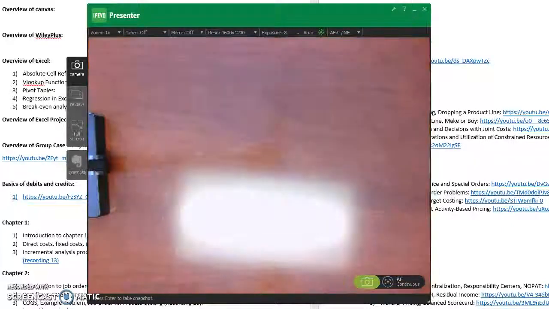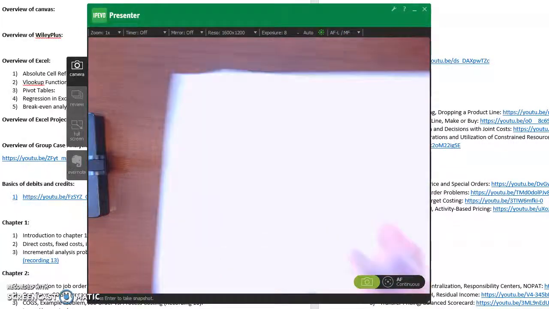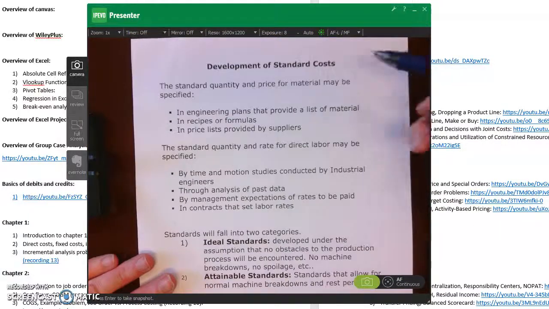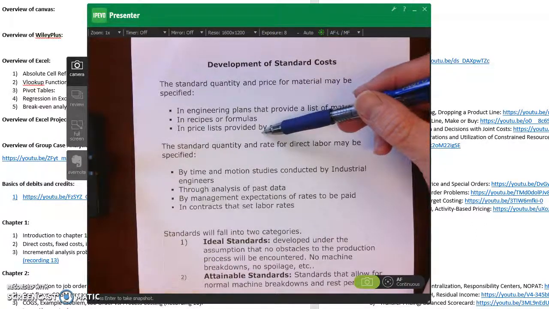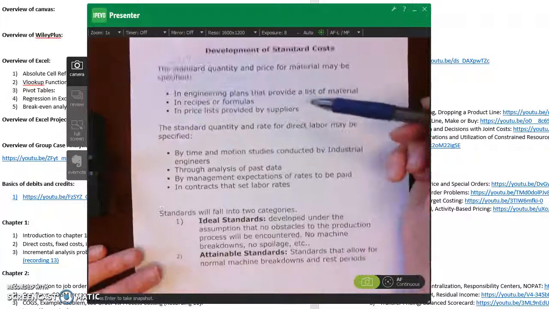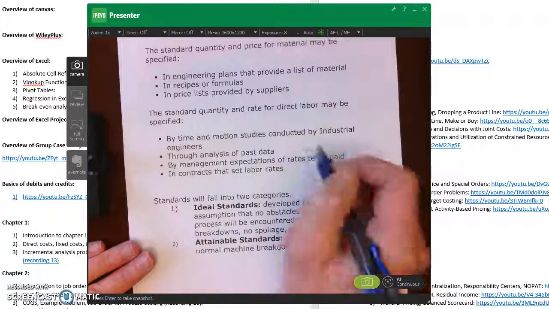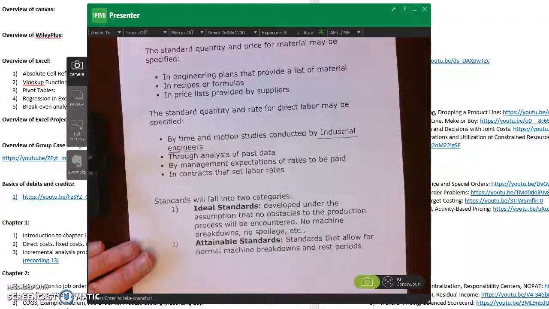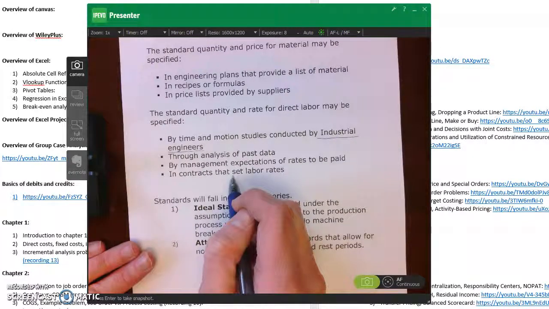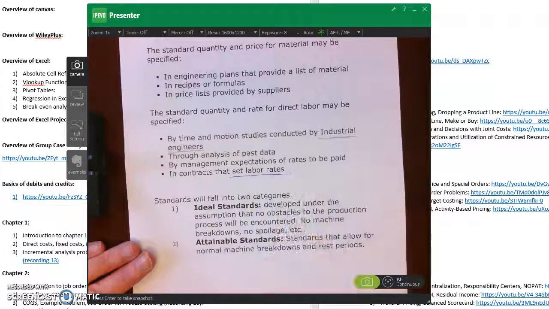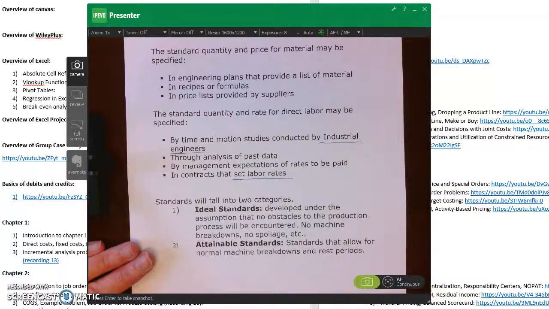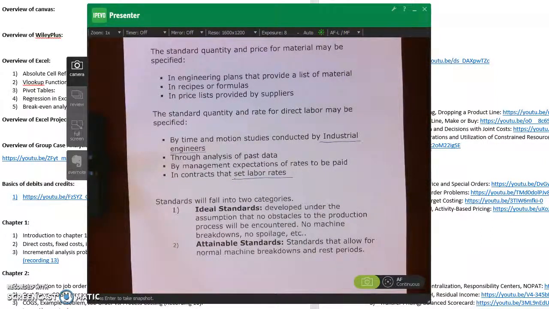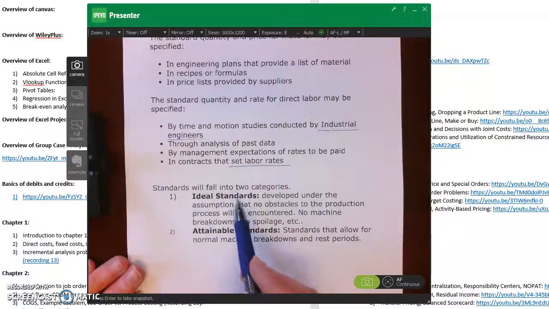Okay? So when we talk about how to actually develop these standard costs, we can develop our standard quantity and price for materials in terms of engineering plans. We can have price lists provided by suppliers. In terms of our standard quantity and rate for labor, how could we do that? We could do some time and motion studies by industrial engineers. And of course, if you're working in government contracting, I'm sure you've seen this before, that the government will set certain labor rates, and then that's passed down to how much we will actually pay our employees in terms of an hourly rate.